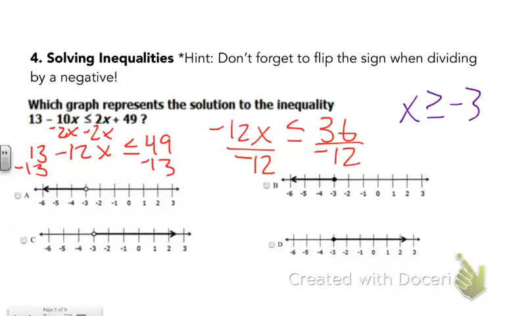So because it's less than or equal to, right off the bat I know it's not A or C, because that has an open circle. Remember, if it's less than or equal to, it needs to be filled in. So x is greater than or equal to negative 3 would be D. Everything bigger than negative 3.